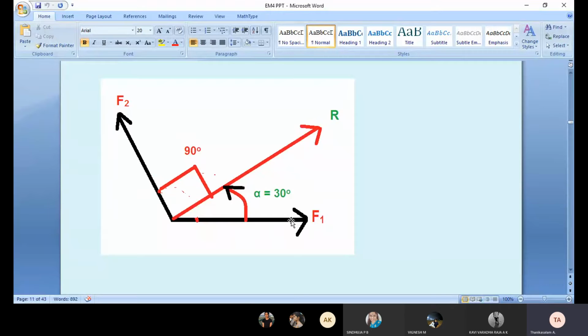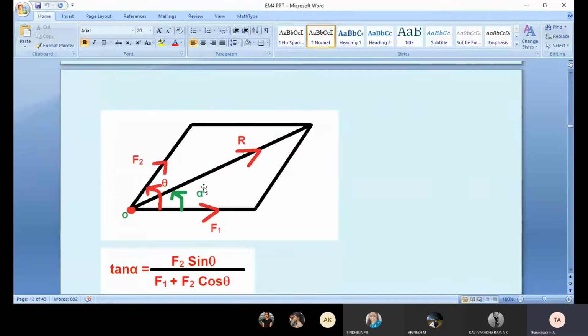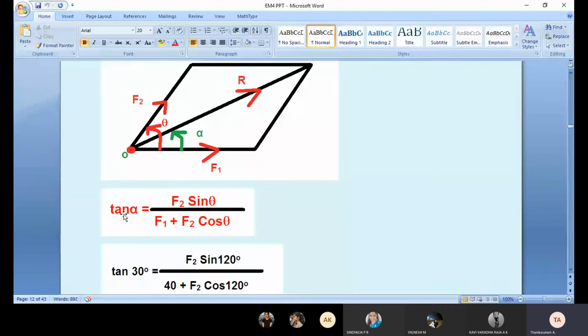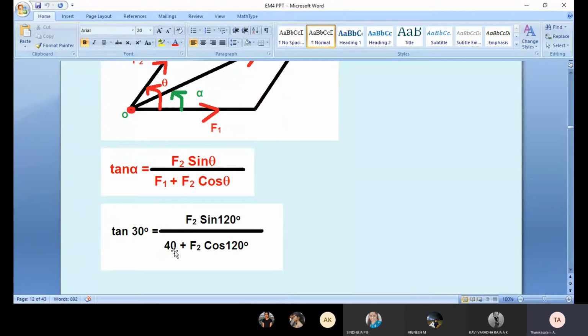How did the alpha come here? We know the parallelogram, the resultant with respect to F1 is alpha. That's why you remember this diagram. So we know tan alpha equals F2 sin theta divided by F1 plus F2 cos theta. What is alpha? 30 degrees. How do you get 30 degrees? 120 minus 90. How 90? The resultant is perpendicular to F2, that is the smaller one. So the balance is 30.